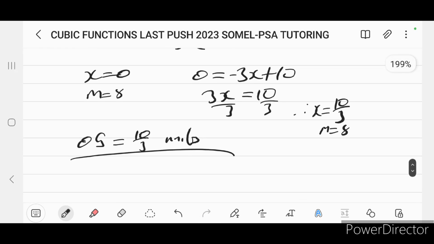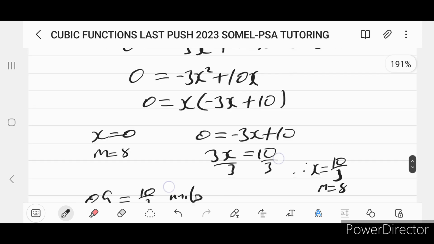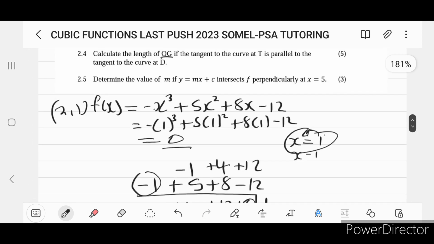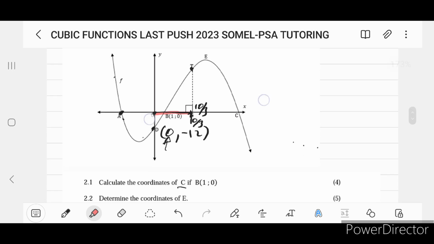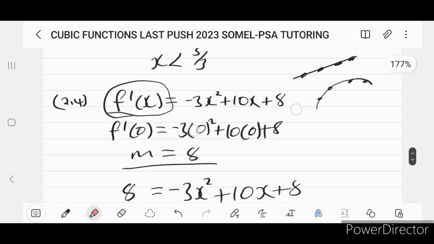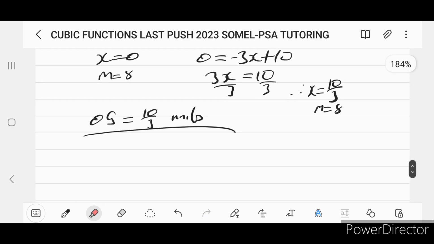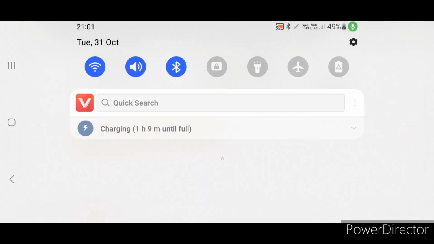So what I was saying, it cut when I was saying, because this is 10 over 3, they want this distance OG. And then 10 over 3 minus 0 is 10 over 3 units. So that's what I intended to say here. OG is 10 over 3. I just realized it cut because the memory was full.